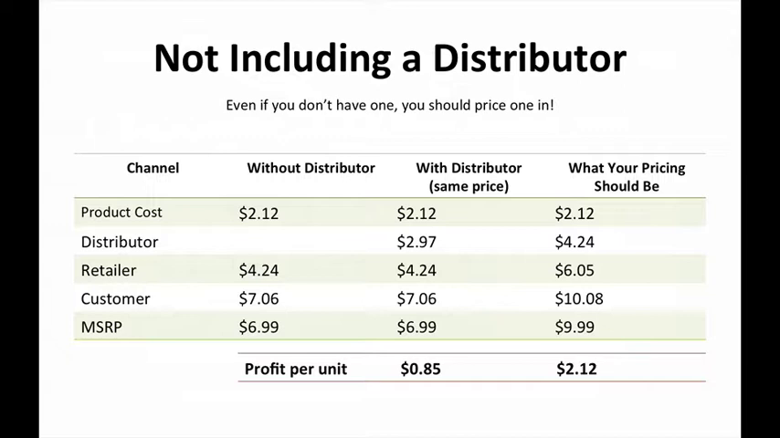So again, as we noticed in the last slide, you had a product that was $6.99, and when you incorporate a distributor to keep that same shelf price, your profit per unit is 85 cents. But when you actually include the distributor into your margins and you sell the product for what it should sell for at $9.99, your profit per unit is $2.12, and you keep making money.